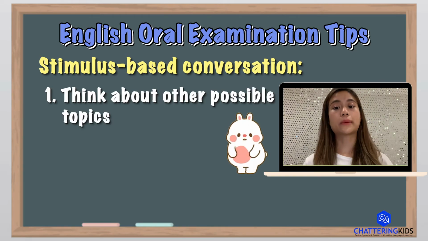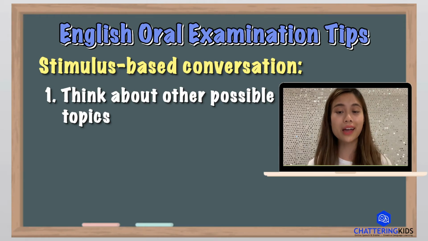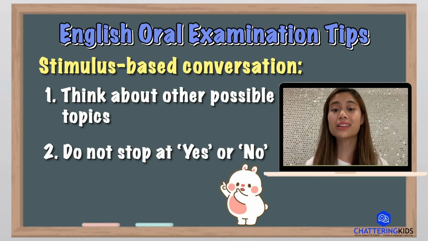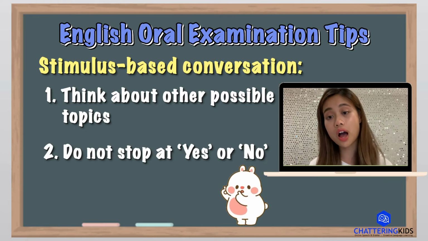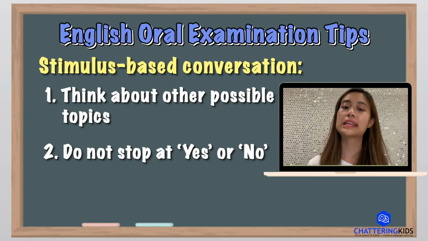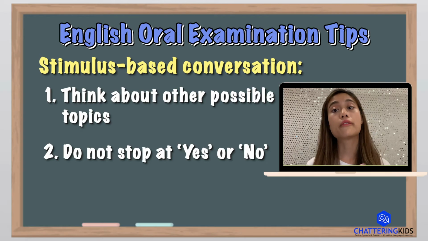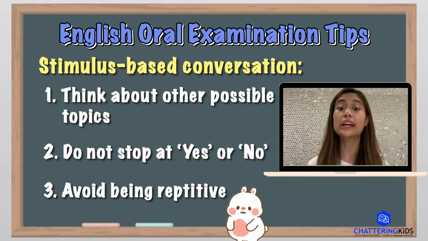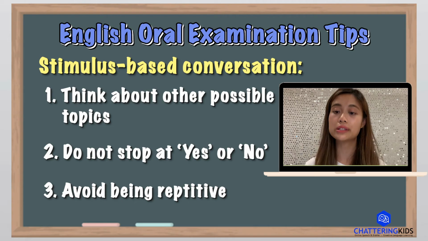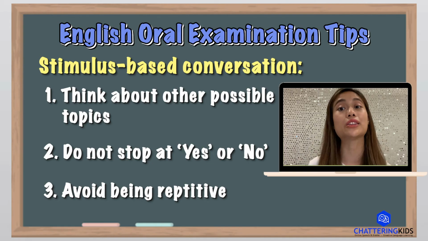You should also think about other possible topics that are related to the visual and prepare on how you're going to answer the questions. When answering the examiner, don't stop at yes or no. The key to scoring higher marks is to elaborate on your answers. You need to explain more. Now, avoid being repetitive as well, and engage your examiners by using relevant, useful phrases, good vocabulary, and personal stories in your answers.